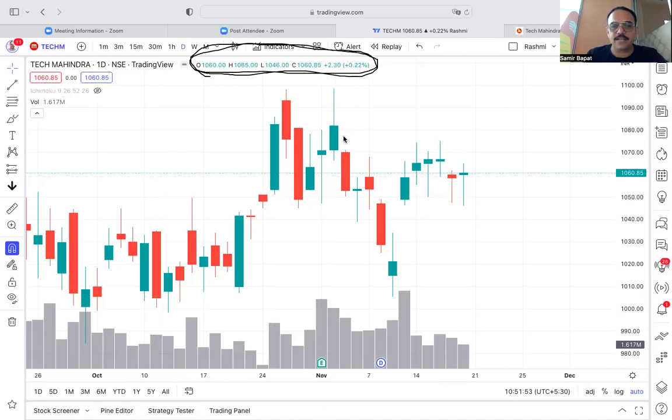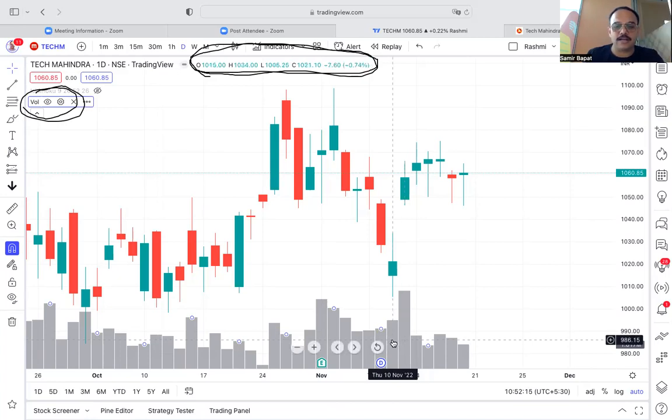It is mentioned here. The volume is mentioned at this location. So when I take my mouse here, then it is showing the volume: 1.617 million shares of Tech Mahindra were traded on 11th of November.